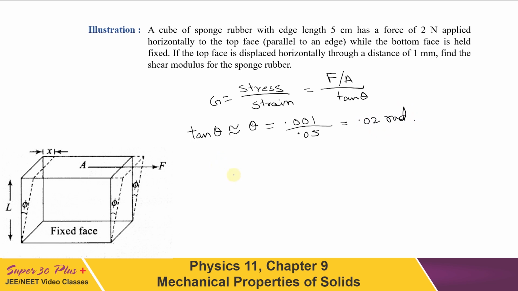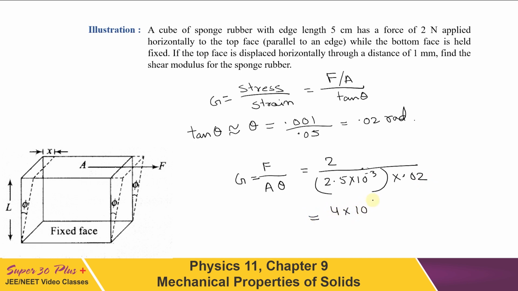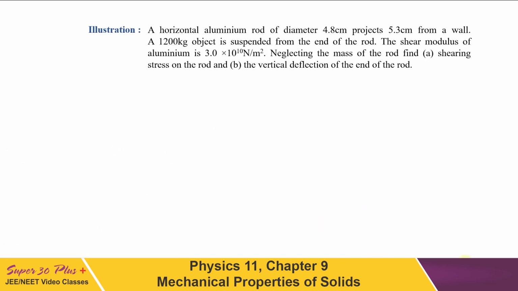So we can write this G to be equal to force upon area into theta. Force is given as 2 Newton. So this is 2 upon 2.5 into 10 to the power minus 3 multiplied with 0.02. And the answer we will get as 4 into 10 to the power 4 Newton per meter square.